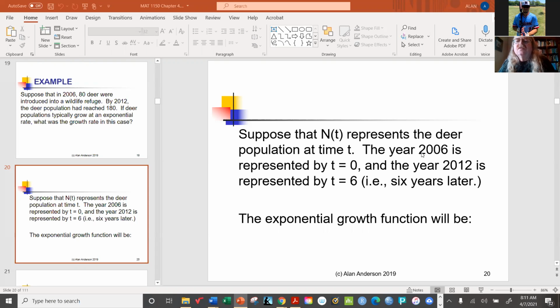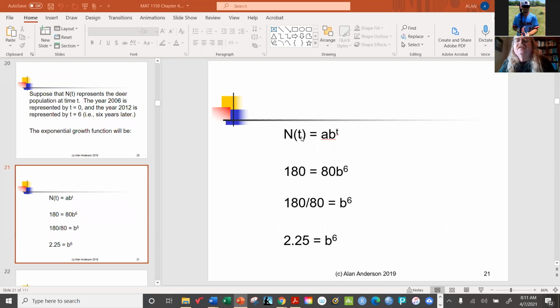All right, anyway, so this is what the function looks like. So it starts out as n of t equals a b to the t. Now, the only way this differs from what we were looking at earlier is that we've replaced the x's with t's. We often do that when we're looking at something that's growing over time.